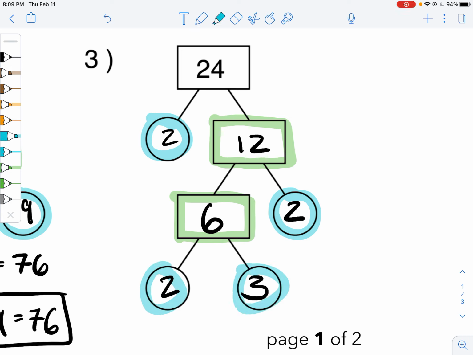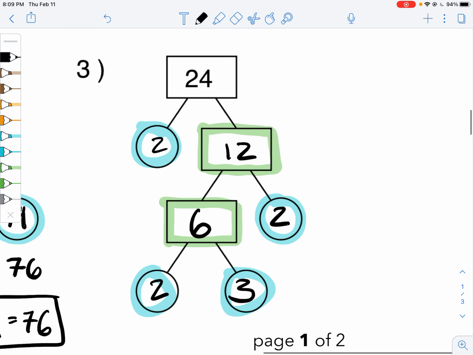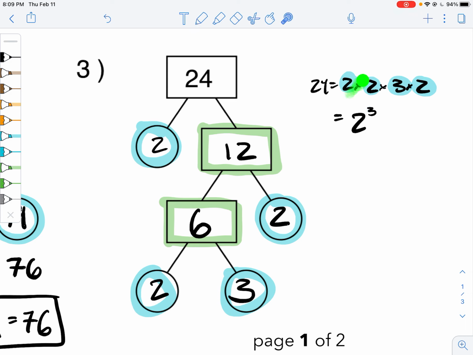So check this out. According to my circles, 24 is, shoot, I'm running out of room. Okay, 24 is 2 times 2 times 3 times 2. I started here and I went around this way. Again, we're only including our prime numbers here. Now I have a 2, but I have three 2's in here. 1, 2, 3. So we have 2 cubed times 3. And that's what 24 is. 24 is 2 cubed times 3.